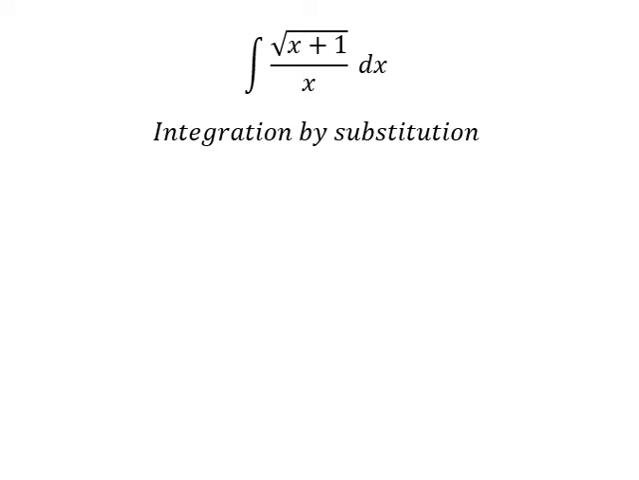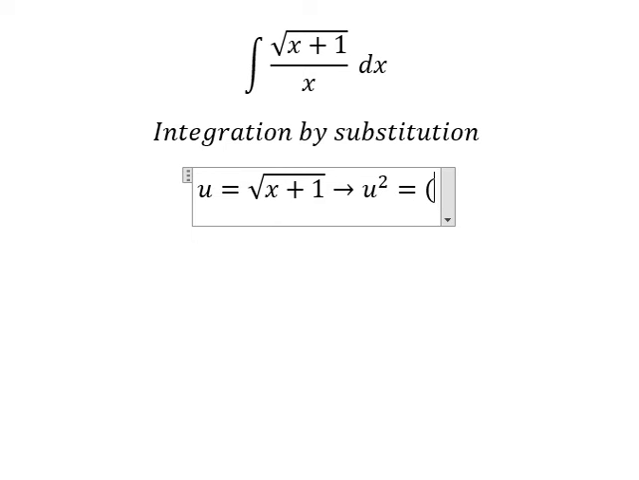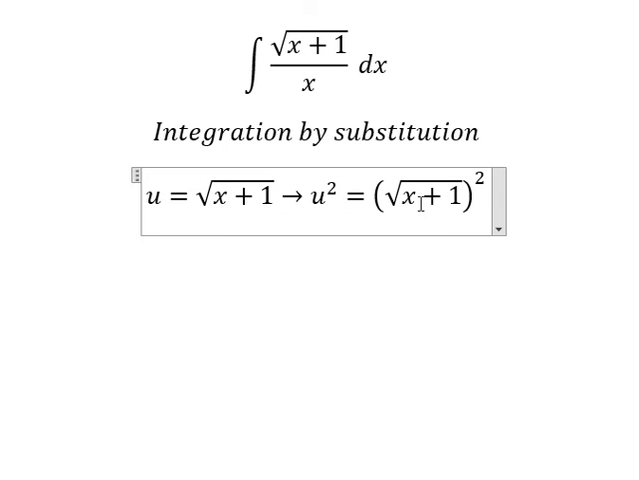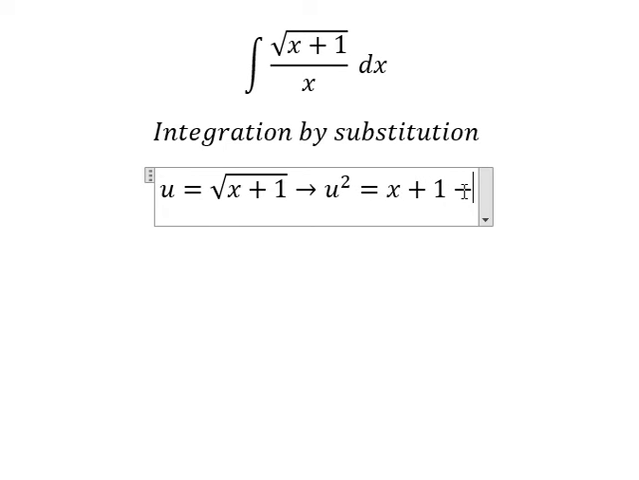So I will put u equals the square root of x plus 1. Later we square both sides to cancel the square root. We have x, so I will move the number 1 to the left.